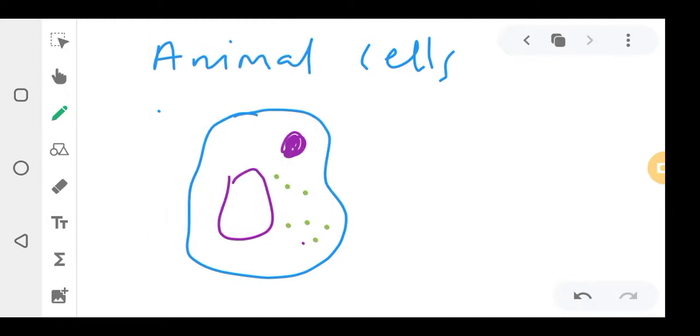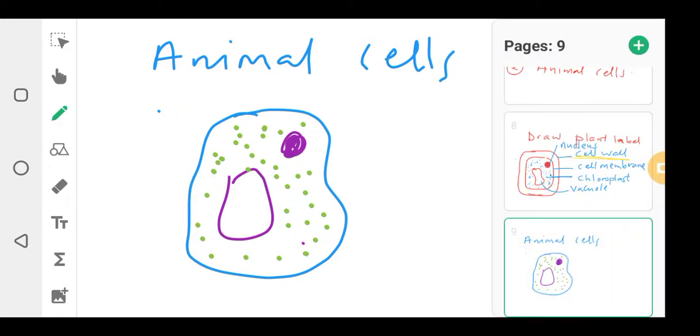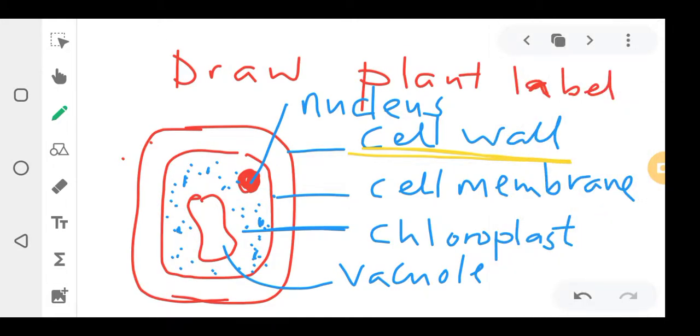And then, these are chloroplasts in the plant cell. Oh, here we forgot something, guys. You see these two dotted ones? These two dots are called chloroplasts. But this whole thing, this whole layer, everything here, is called the cytoplasm.